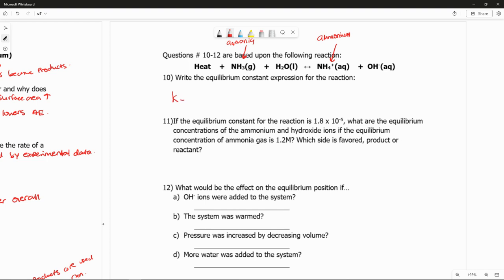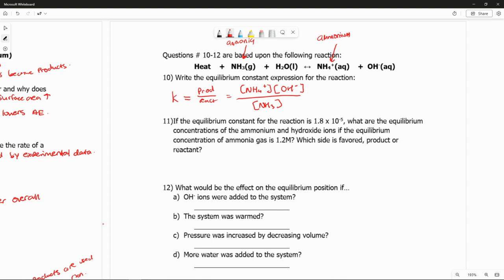For the equilibrium constant expression, we're always going to have our products over reactants, which will be our products, NH4 plus OH minus, and over our reactants, which is NH3.